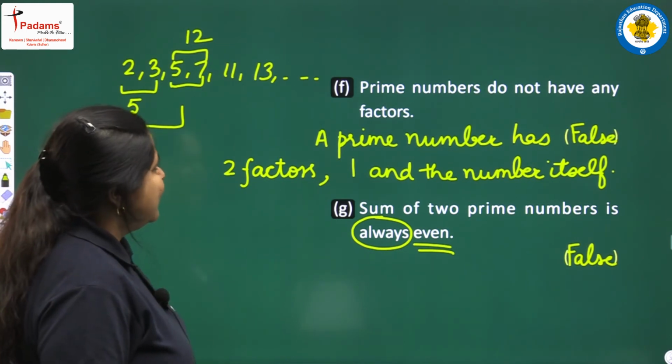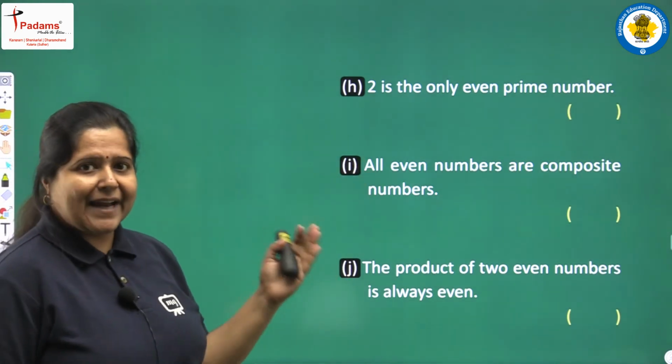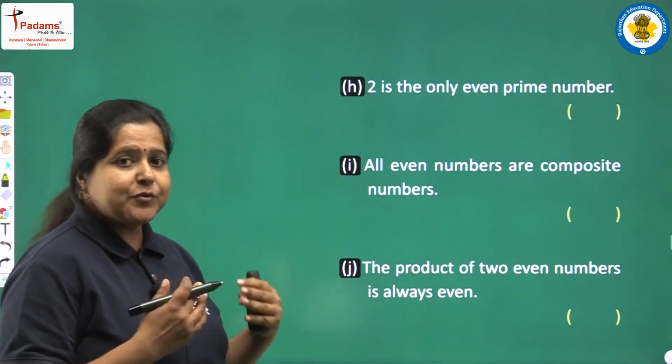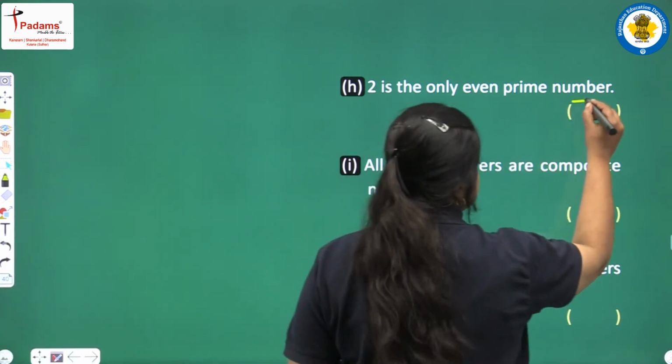Then we have: 2 is the only even prime number. That's true. We know that except 2, all the other prime numbers are odd. And so this is a true statement.